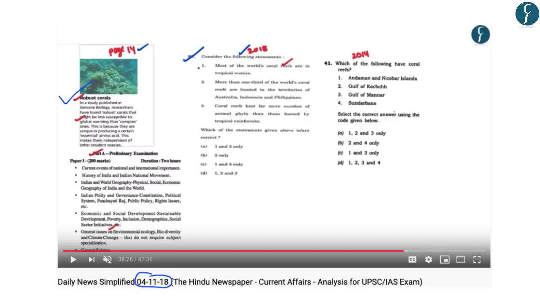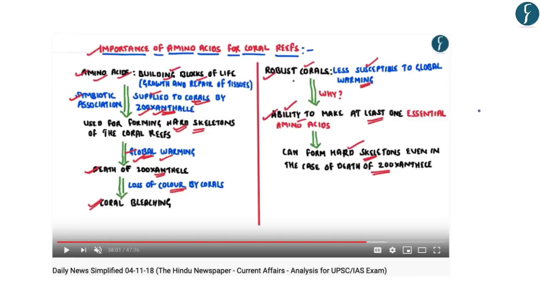And this was highlighted by a study which was published in Genome Biology. So in this DNS video, it was discussed what the importance of amino acids for coral reefs is, how the coral reefs get these amino acids, and also what the likely impact of global warming on these coral reefs is. In this article, it was highlighted that amino acids are the basic building blocks of coral reefs, mainly because these are important for growth and repair of tissues of the coral reefs.